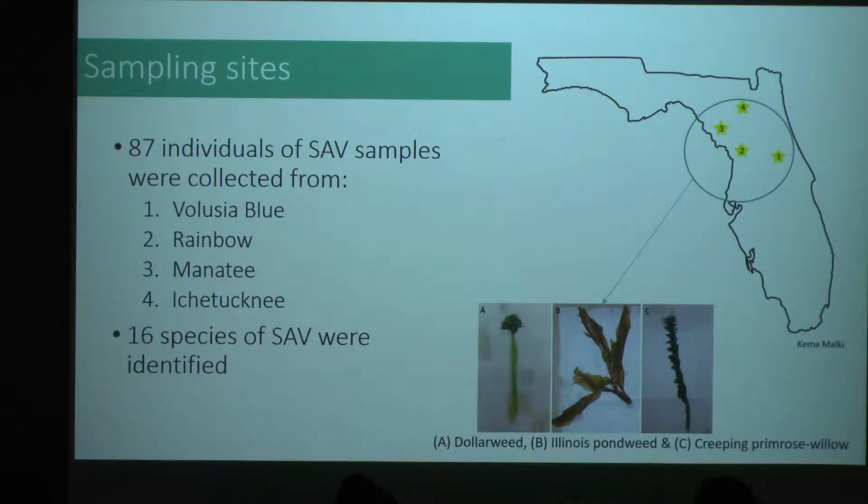We chose 4 springs to sample: the Volusia Blue Springs, Rainbow, Manatee, and Ichetucknee, all here with the stars and numbered here. From each spring, we collected around 87 individuals of submerged aquatic vegetation. And once we collected them, we did morphological identification, and we came up with 16 species in total for all of the springs. Down here, you can see just examples of some of the vegetation that we collected, such as dollarweed and Illinois pondweed.